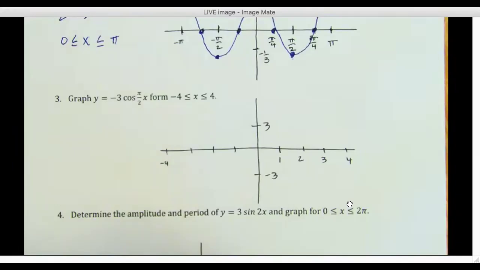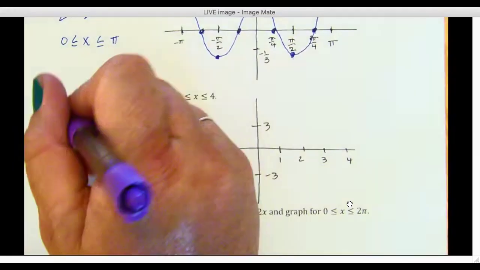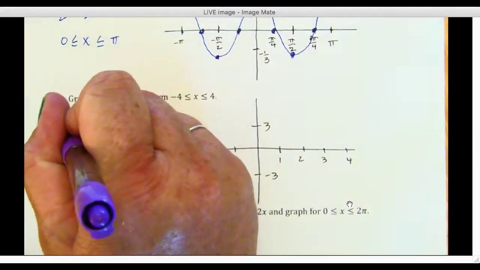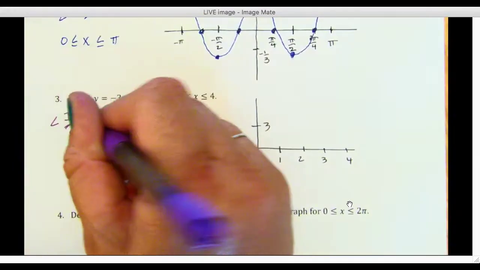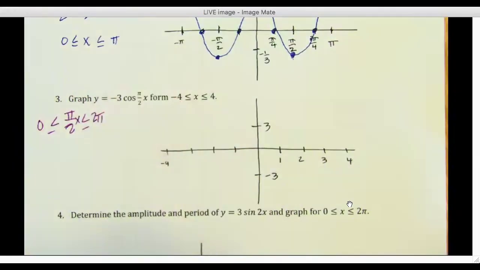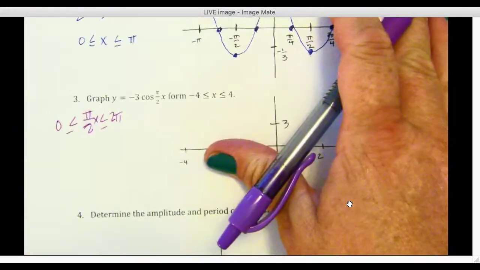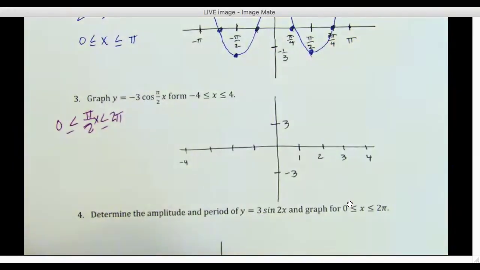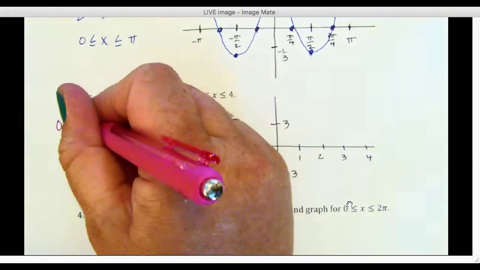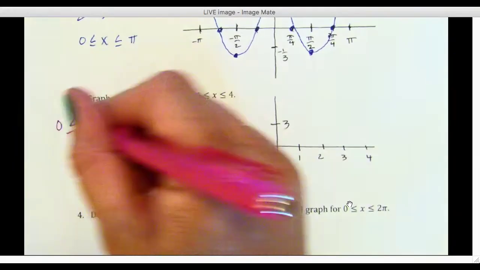All right, the next one is -3 cosine pi over 2x, and we want from -4 to 4. So again, pi over 2 x is normally from 0 to 2 pi. And so I'm going to try and get that pi over 2 off of the x. And the way I can get that off the x is by multiplying by the reciprocal, so 2 over pi.